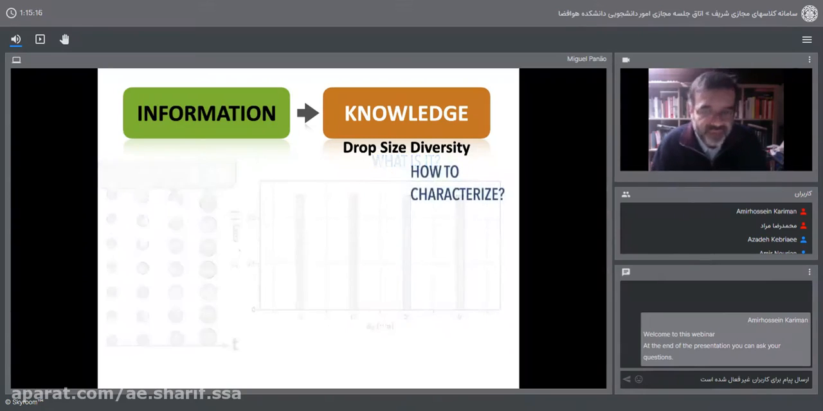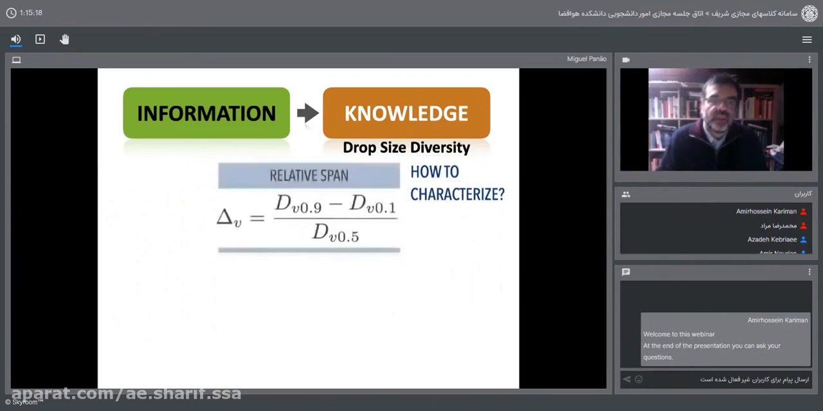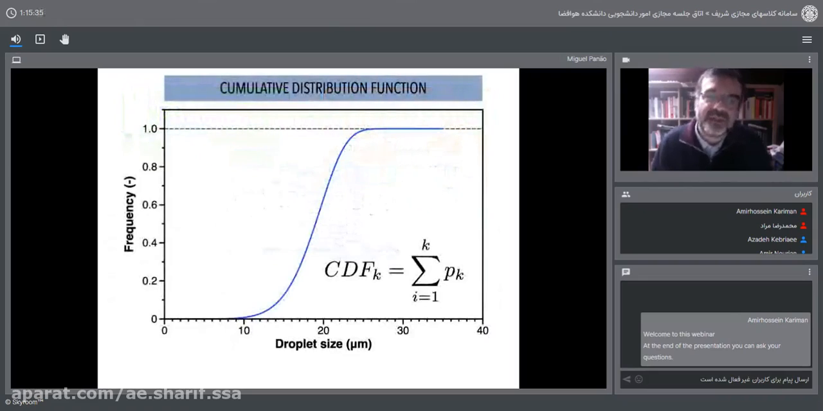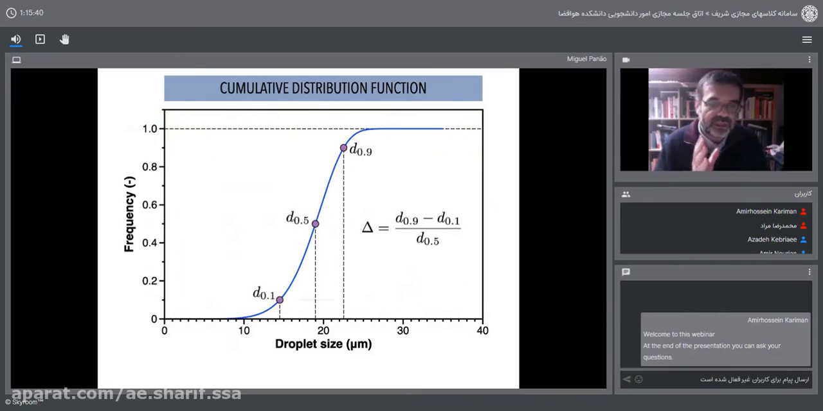Well, but first I have to ask, how do you characterize it? Usually we use the relative span. And those who work in sprays have probably used this parameter, which is good, but I will show you it is a very, very limited parameter. How do you use it? Well, you calculate it by considering the cumulative distribution function. And you take the size that represents 10% of the droplets and the size that represents 90%, and this will give you an interval, and you divide this range by the size which represents 50% of the droplets.